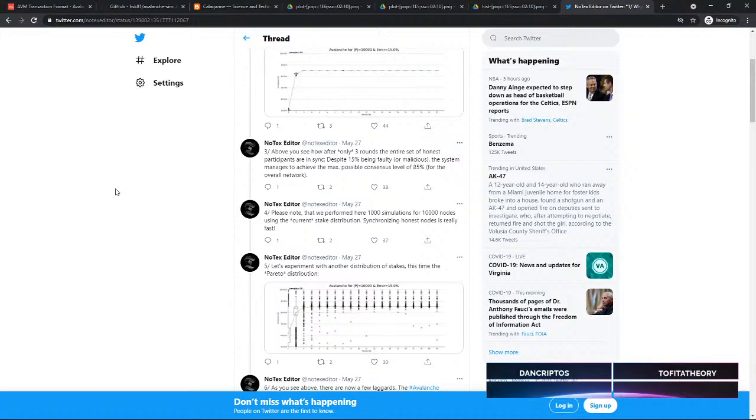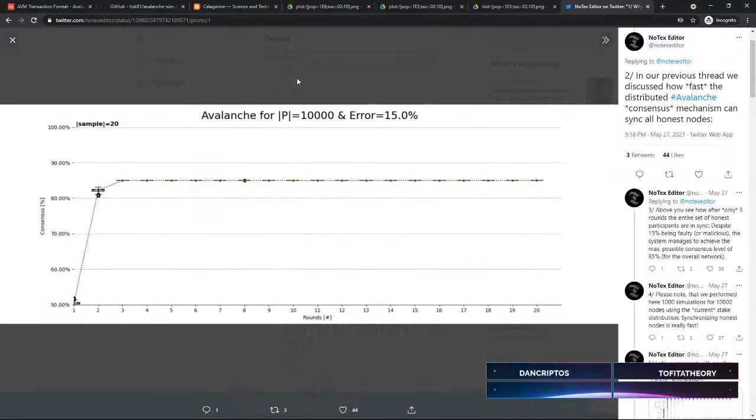So the first screenshot, if you could open that, is just a uniform distribution, and you see uniform distribution is not equal distribution. Some people have less, some people have more. It's a uniform distribution of stakes, and in those cases, Avalanche is really fast. Look at it. After 3 rounds, there are no outliers. With a crash fault tolerance and 15% error, everything is tight. So everything just works out.